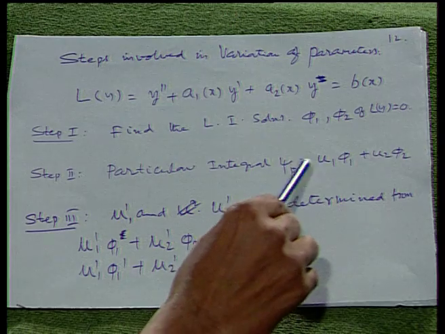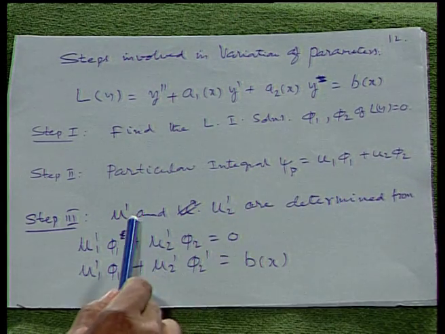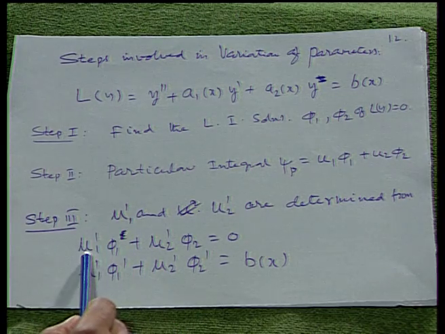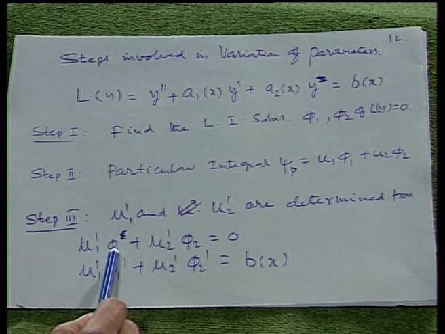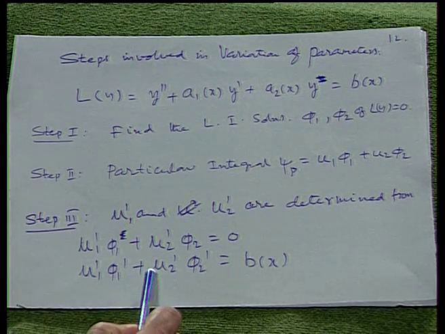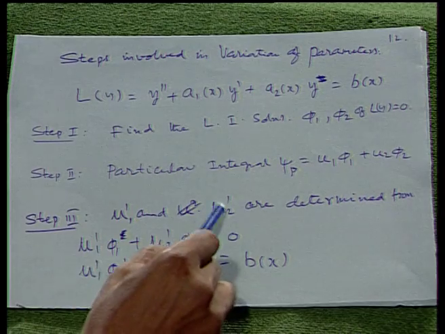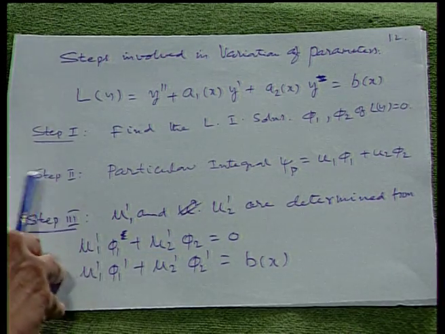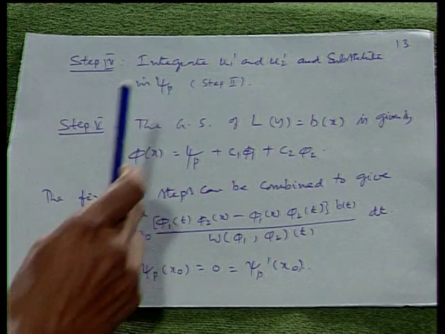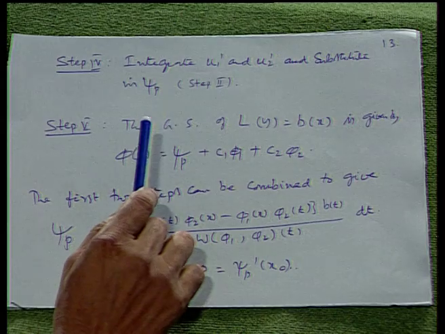In step 2, the particular integral ψp is u1 φ1 + u2 φ2, where u1 and u2 are obtained by these equations: u1' φ1 + u2' φ2 = 0, and u1' φ1' + u2' φ2' = B(x). Solving these two equations, you will get u1' and u2', and integrate to get u1 and u2 and substitute them back in ψp.